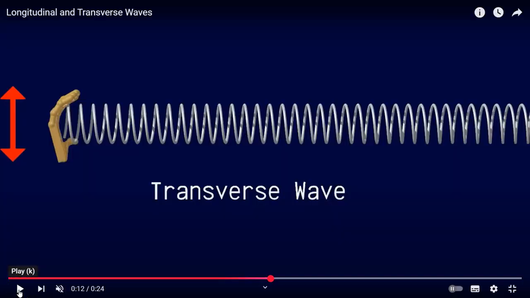Let's watch this video where the hand is going to generate two transverse pulses in the spring. Both of them are going to be in the form of a crest.